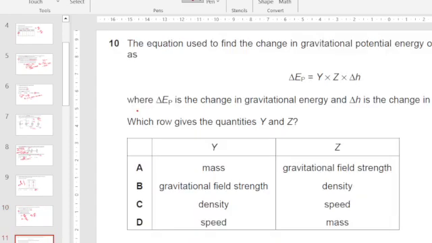And the 10th question, the equation used to find the change in gravitational potential energy of an object can be written as gravitational potential energy is mgh, delta h, change in height. Now we can find our answer. Y will be mass and G is the gravitational field strength, nothing but Z. So option A is a correct option.